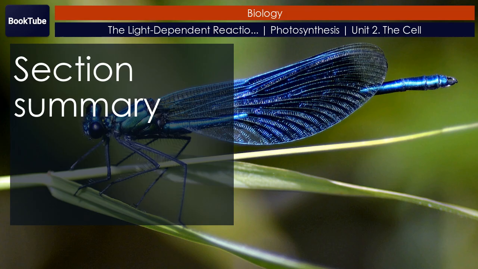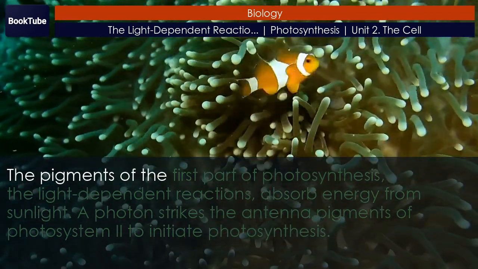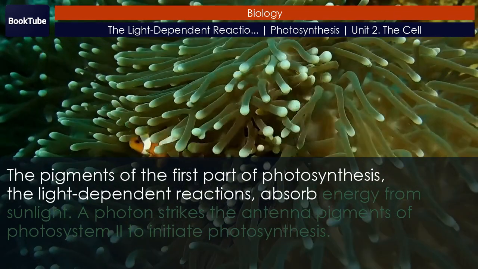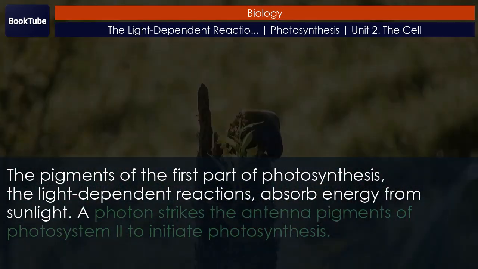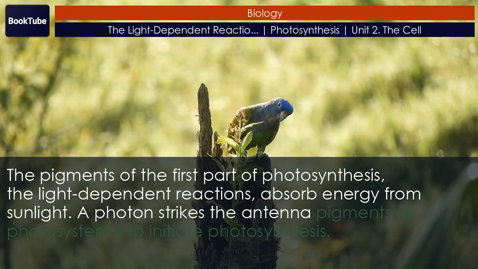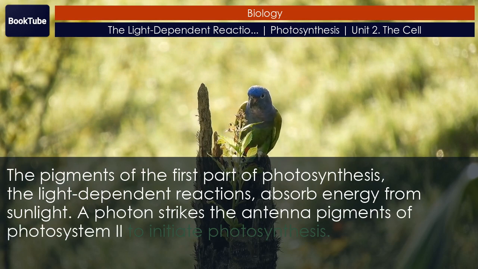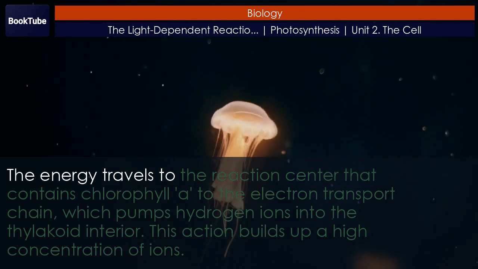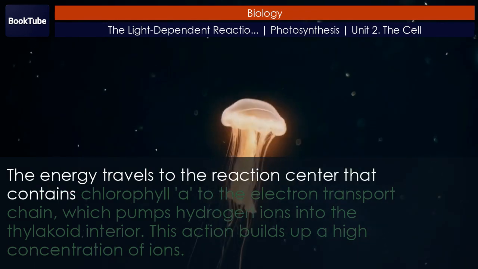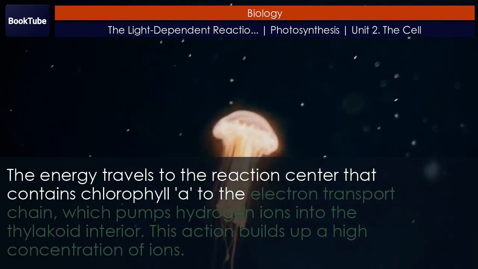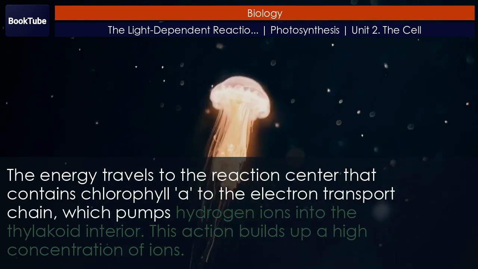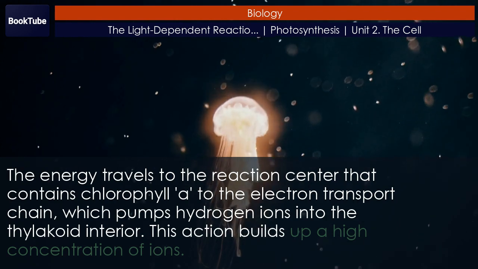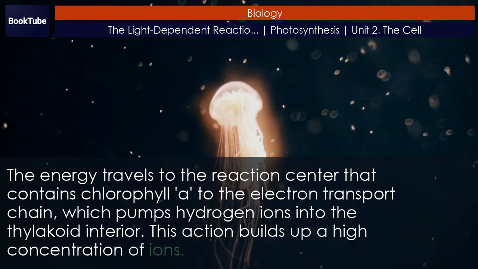Section summary. The pigments of the first part of photosynthesis, the light-dependent reactions, absorb energy from sunlight. A photon strikes the antenna pigments of Photosystem II to initiate photosynthesis. The energy travels to the reaction center that contains chlorophyll, to the electron transport chain, which pumps hydrogen ions into the thylakoid interior. This action builds up a high concentration of ions.